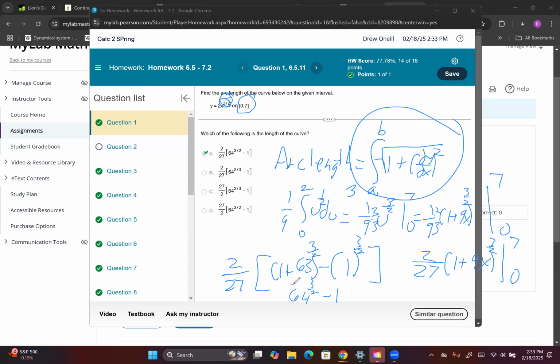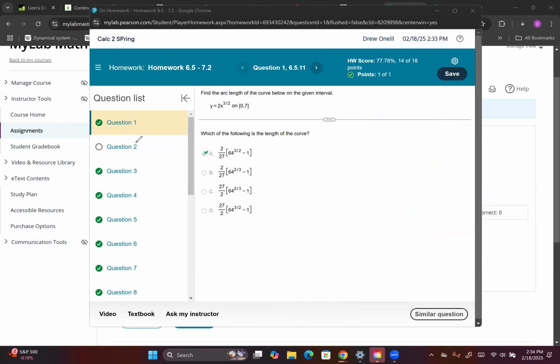Minus 1. I have 2/27 out front. So you just figure out which one that matches. It's clearly this one. Okay. I didn't realize I had already done that, but yeah. All right. So that's the first arc length problem.